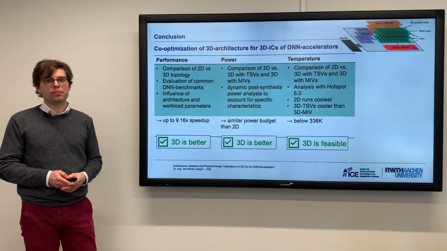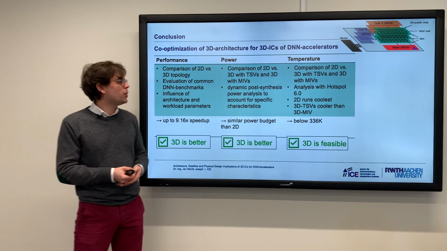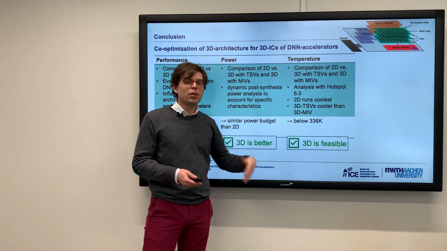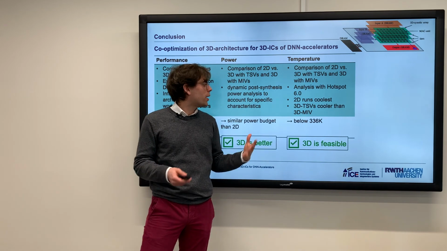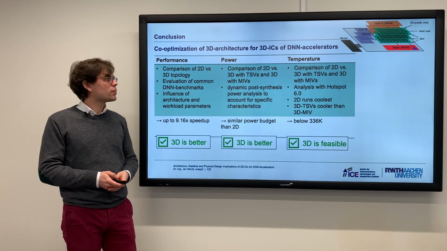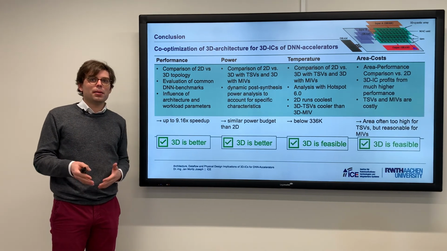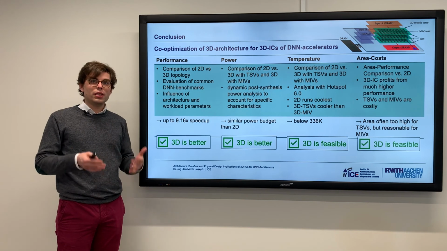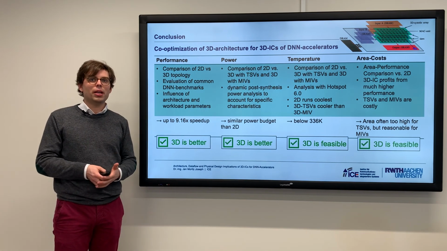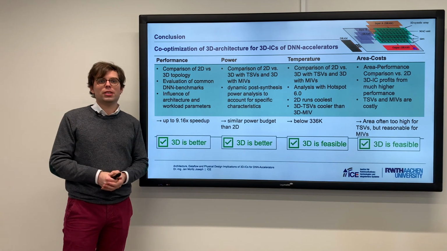That's really cool. Temperature is always one of the main concerns for 3D, and we could show that it's feasible. We keep even for the large designs below the 336 Kelvin, so our design is feasible. And in terms of area costs, as I just recently argued, it is not always worth it for TSVs, but if you use monolithic integration, your trade-off is actually quite good and you can get a decent performance upgrade.